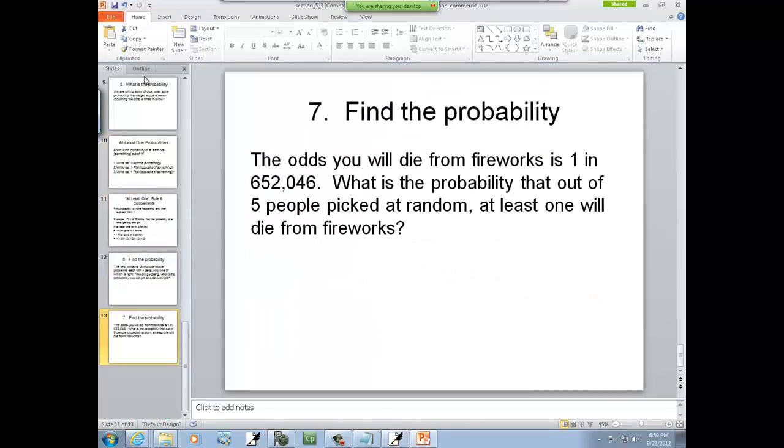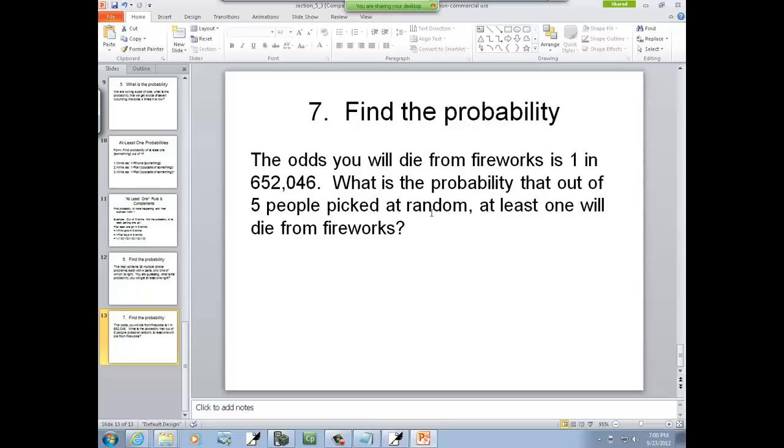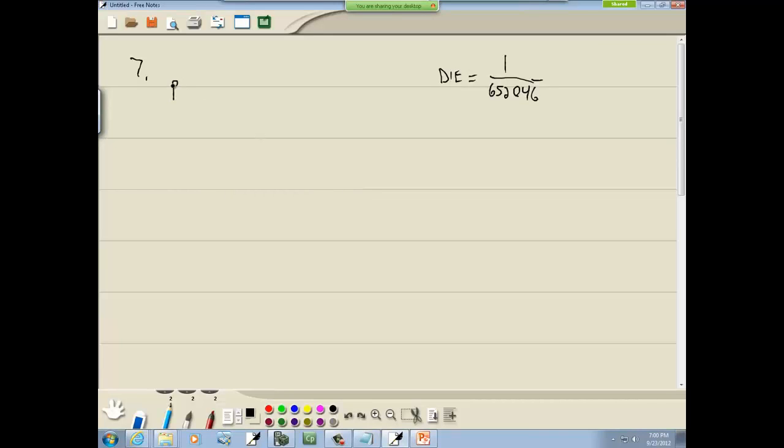Okay, number 7. The odds you will die from fireworks is 1 in 652,046. They compile all this. I don't remember where I got this one at. Some kind of government website. It says, what is the probability that out of 5 people picked at random, at least 1 will die from fireworks? So we're looking at probability at least 1 will die.